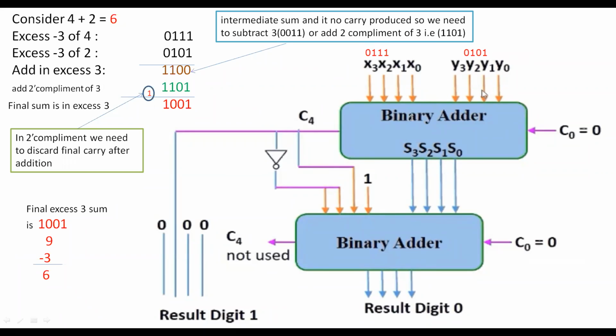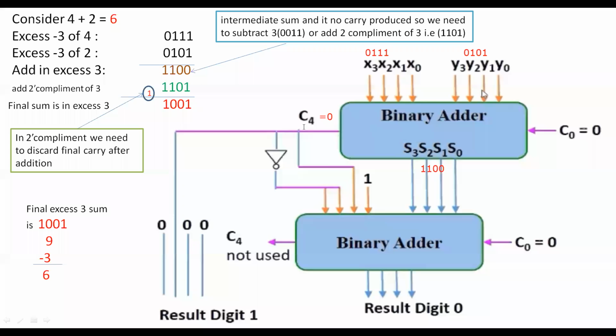Now, by performing this addition, what is the sum we have generated? The sum that is generated here is 1, 1, 0, 0. Therefore, if you check C4, there is no carry generated across C4. That is 1, 1, 0, 0, and C4 is 0.